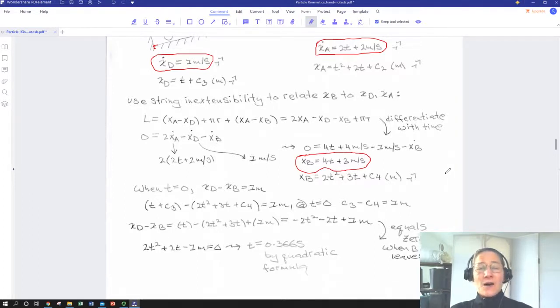Well, what we can do is go back to our position expressions for D and B and use this information and basically solve for that C3 and C4 together. So let's write what we know for our expression for position of point D at any time, and that's up here. That's that t plus C3 in meters. That's that constant of integration minus this expression, our 2t squared plus 3t plus C4. That's position of B at any time.